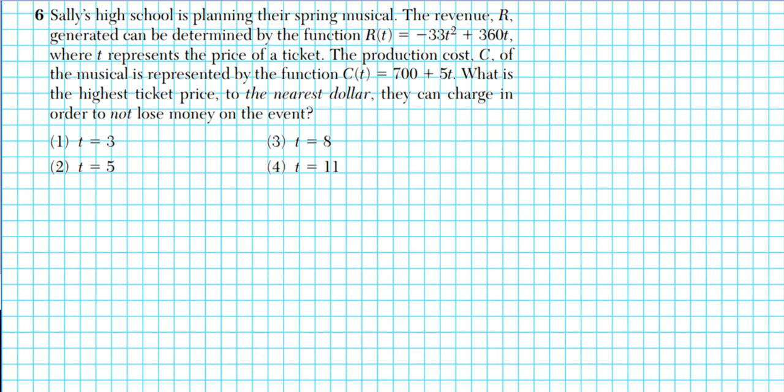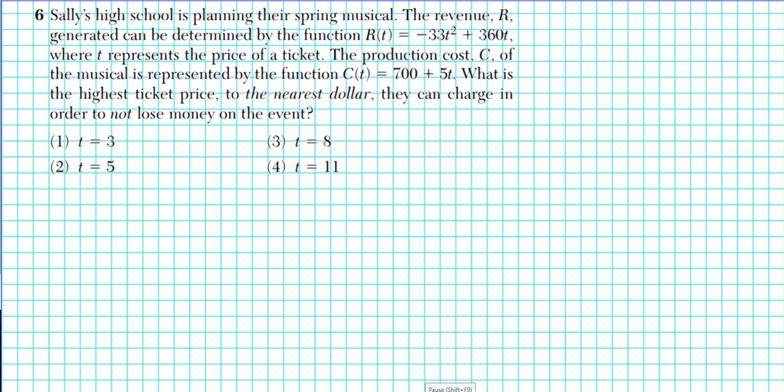It reads, Sally's High School is planning their spring musical. The revenue R generated can be determined by the function R of t equals negative 33 t squared plus 360 t, where t represents the price of a ticket. The production cost C of the musical, represented by the function C of t, equals 700 plus 5t. Question: what is the highest ticket price to the nearest dollar they can charge in order not to lose money on the event?